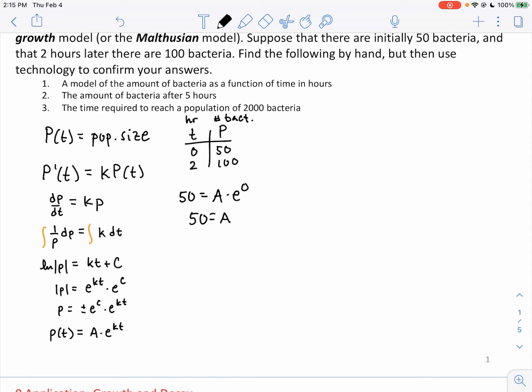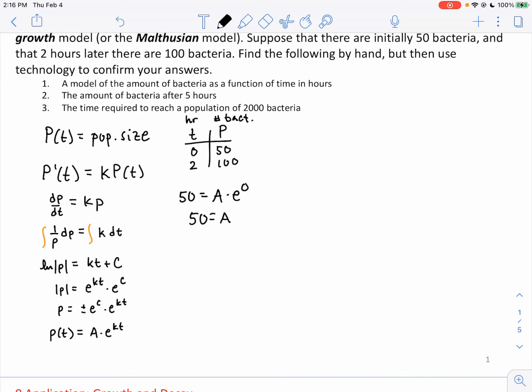In fact, A will always be the population at time 0, because when you plug 0 in, that part goes away, and you always get A. Now let's see if we can find what K is. So at time 2, the population needs to be 100.